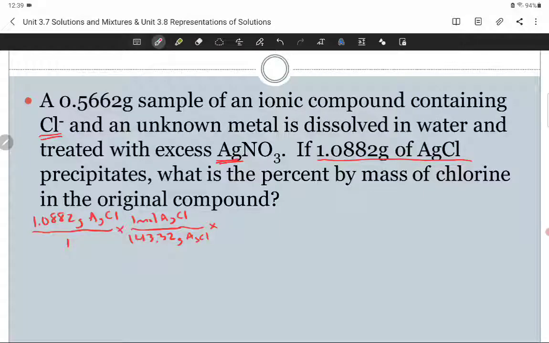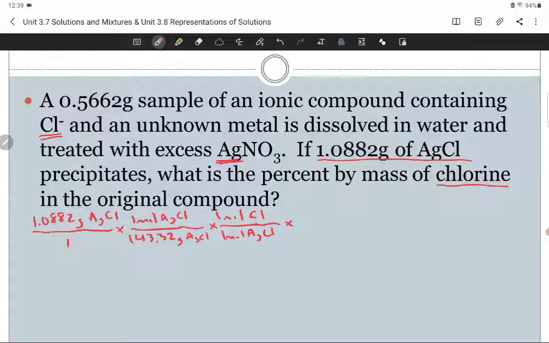But I'm not interested in AgCl. I'm interested in chlorine. So this might look like you don't need to do this, but I think this would get us where we want to go. In 1 mole of AgCl, there is 1 mole of Cl, or Cl minus. It doesn't really matter. They're going to have the same masses.